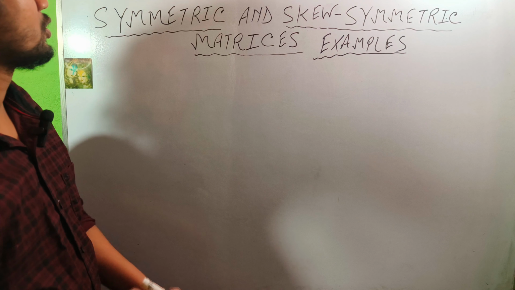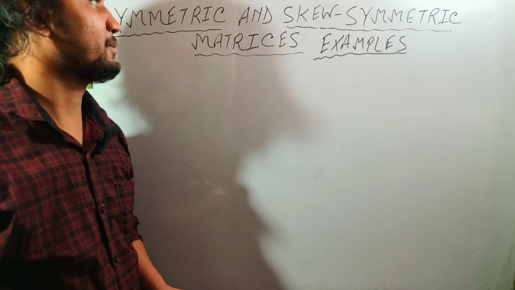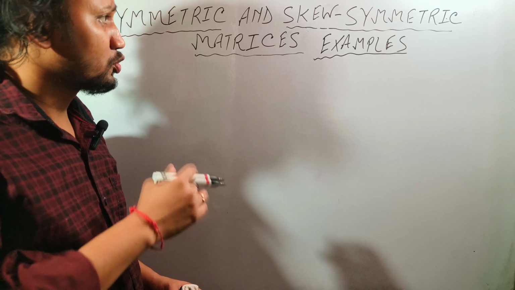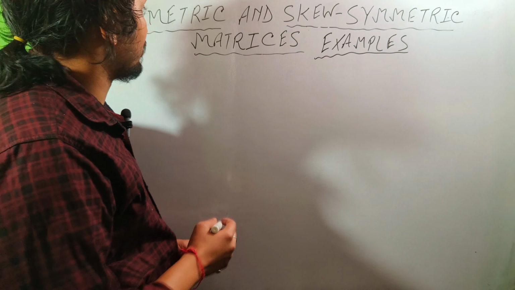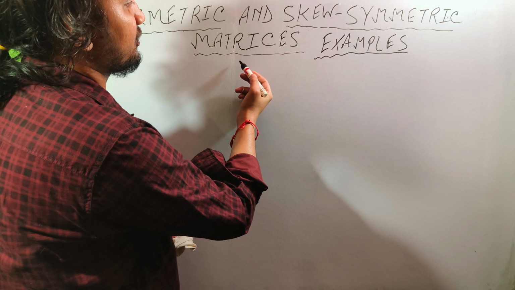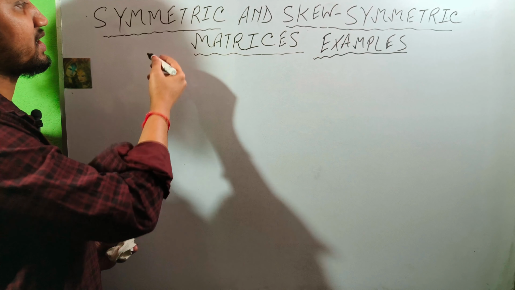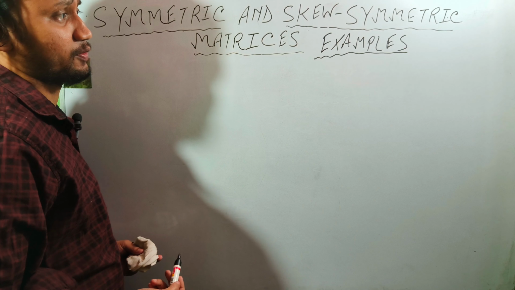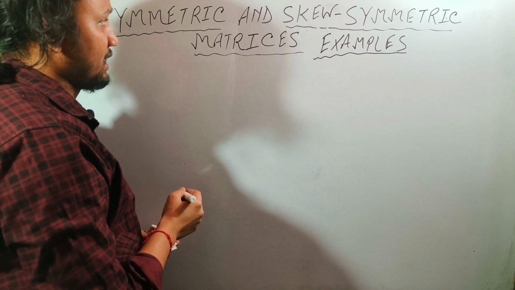Today we are going to discuss a topic related to class 12's mathematics, matrices. Today we are going to discuss some examples related to symmetric and skew-symmetric matrices. In our previous lecture, we learned what symmetric and skew-symmetric matrices are. Now, today we are going to take some examples.